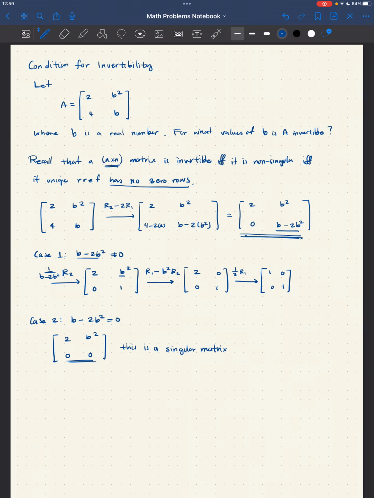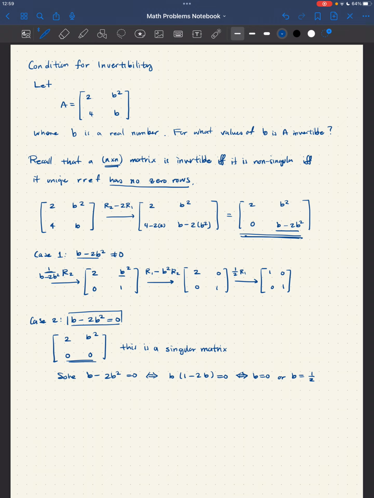Well, if it's a singular matrix, what are the conditions for that to happen? Well, we solve this equation. With that, we can factor b. We get 1 minus 2b equal to 0, but that is the same as to say that b is equal to 0 or b is equal to 1/2. Well, what does that mean? That means that this matrix is singular exactly when b is 0 or b is equal to 1/2.